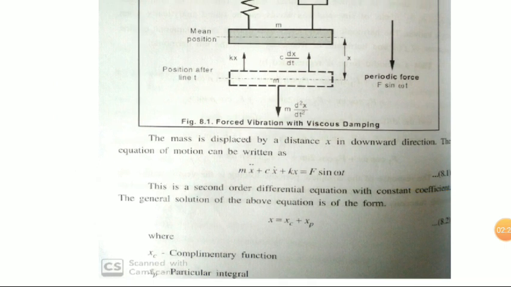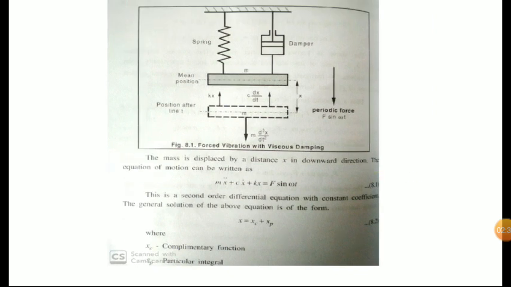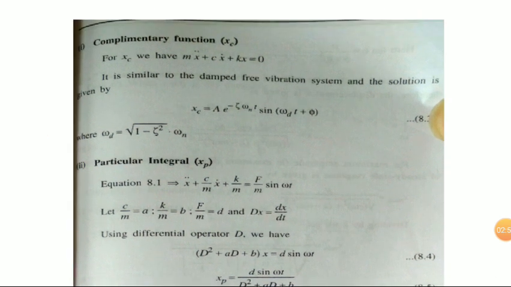When we write the free vibration equation, m x double dot plus c x dot plus k x equals 0, there is no right hand side term because there is no force present in case of free vibration. Next we are moving to the solution. First we consider the complementary function. For finding the complementary function, we equate the differential equation to 0. That is the step we follow.